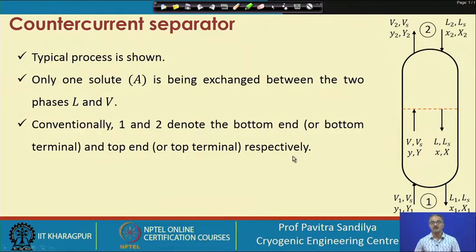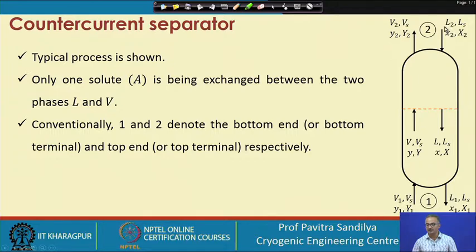So, here we have a counter current separator. A typical configuration we see here, where we assume that there is only one solute A which is being exchanged between the two phases L and V. And here we have shown two ends as 1 and 2. This 1 and 2 denote the bottom end and top end, or bottom terminal or top terminal of the particular column. And here we have the various types of flows involved.